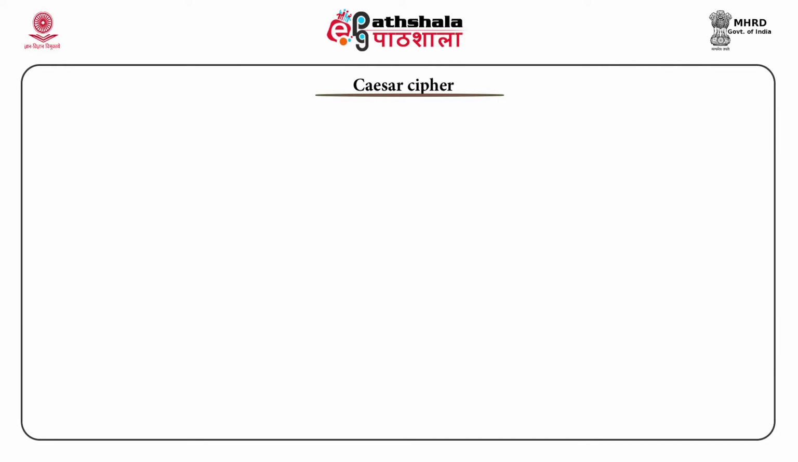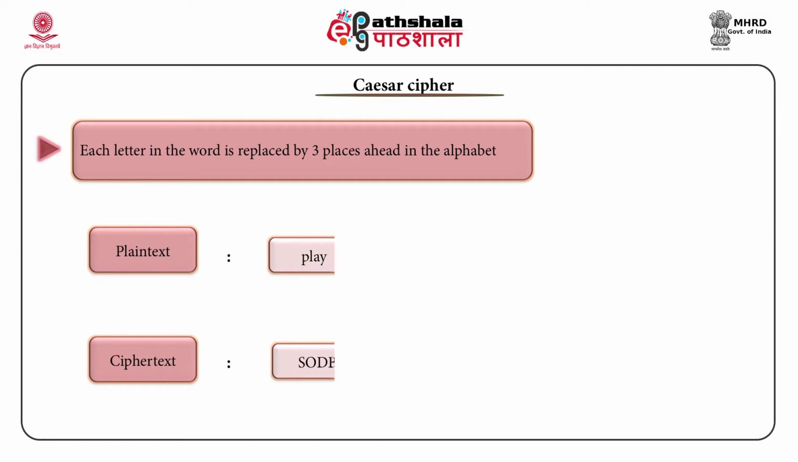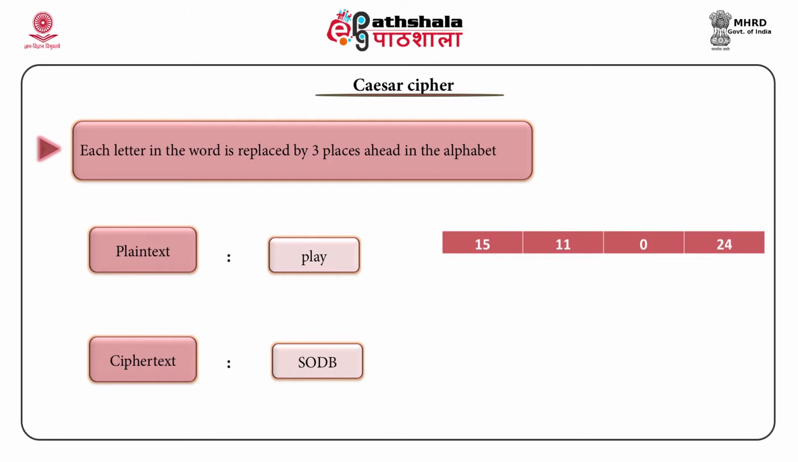How does a Caesar cipher work? You have a plain text, go character by character through the plain text and add 3 to the character number, and what you get is the ciphertext. For example, I have a plain text called play, P-L-A-Y. Just now I explained how to convert a character into a number. So P takes a value 15, L takes a value 11, A takes a value 0 and Y takes a value 24. Caesar cipher is simple, add 3 to these numbers.